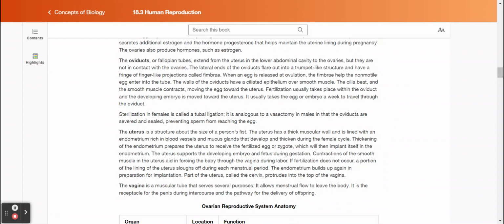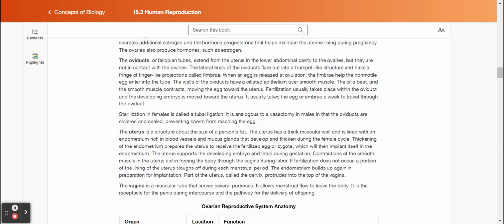The oviducts, or fallopian tubes, extend from the uterus in the lower abdominal cavity to the ovaries, but they are not in contact with the ovaries. The lateral ends of the oviducts flare out into a trumpet-like structure and have a fringe of finger-like projections called fimbriae. When an egg is released at ovulation, the fimbriae help the non-motile egg enter into the tube.